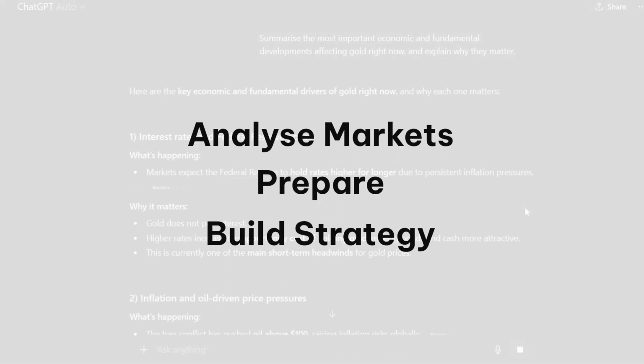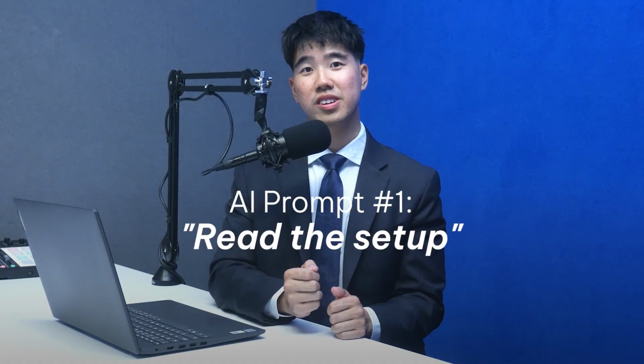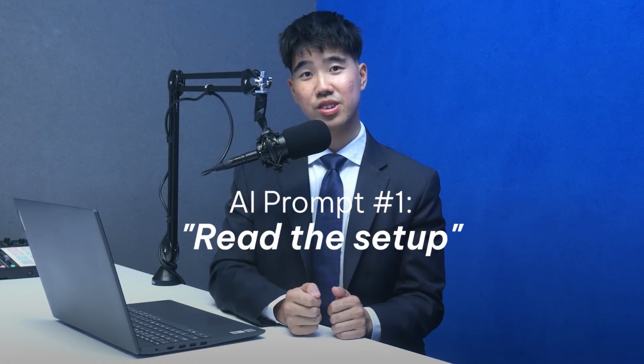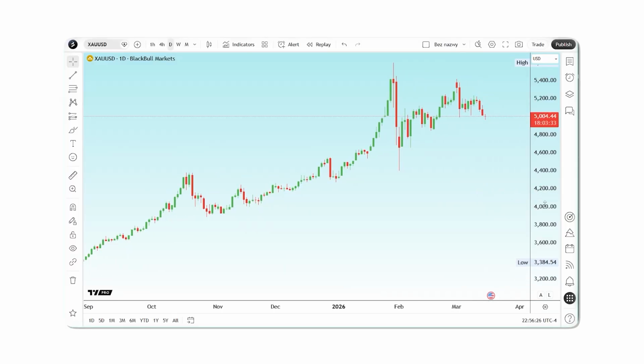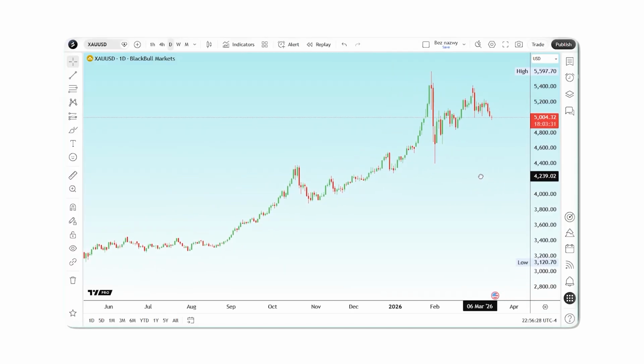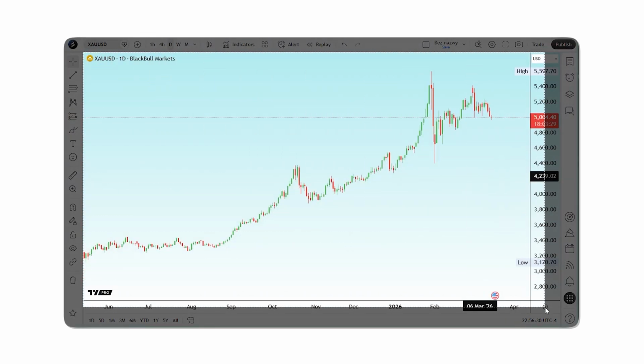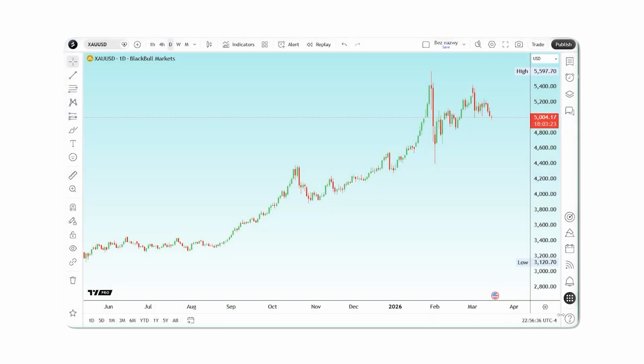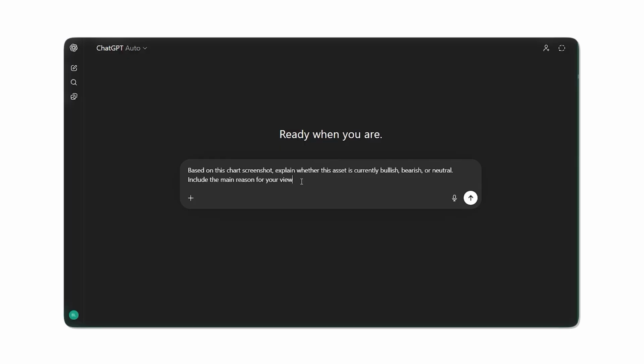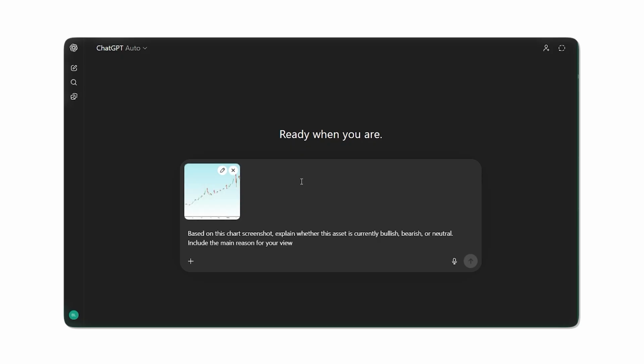There are several distinct ways you can use ChatGPT to improve how you analyze markets, prepare for volatility, and build out your trading strategy. The first prompt is to ask the AI to explain whether a setup is bullish, bearish, or neutral. This is useful because it helps you understand the logic behind a market structure instead of just guessing the direction. You can take a screenshot of the chart from TradingView, MetaTrader, or CTrader, then ask it to explain whether the setup looks bullish, bearish, or neutral and why.